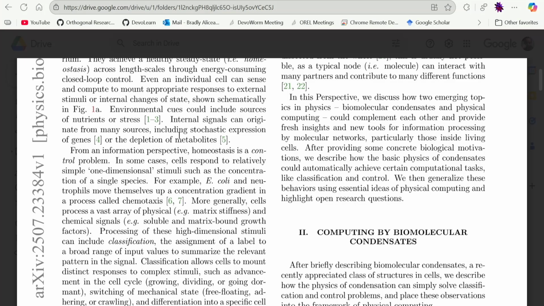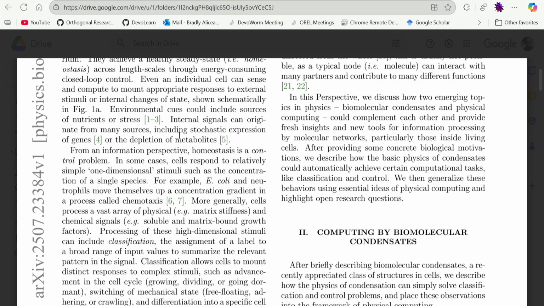More generally, cells possess a vast array of physical, e.g. matrix stiffness, and chemical signals, e.g. soluble and matrix-bound growth factors. So you can have not just chemotaxis, but you can have a variety of these different taxis working semi-independently. There's some joint distribution of them, but mainly, they're different processes that the system is responding to differently, and it adds to this heterogeneity.